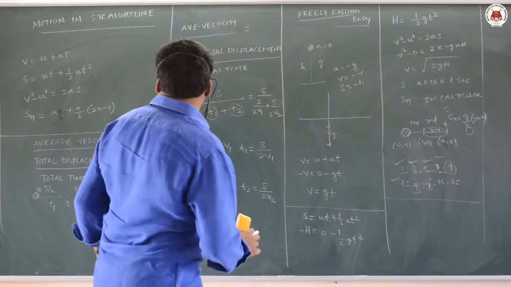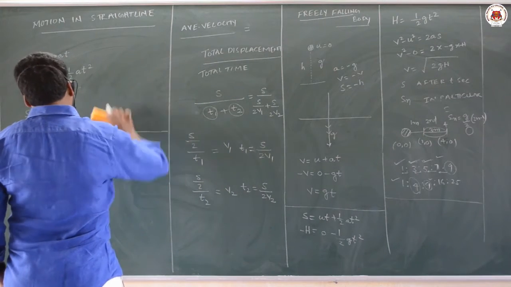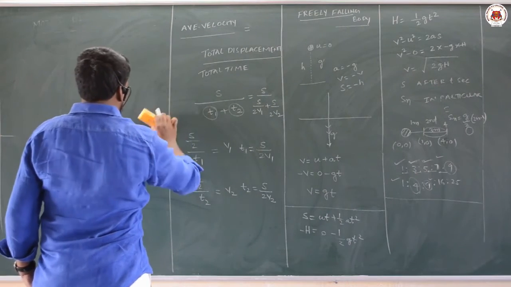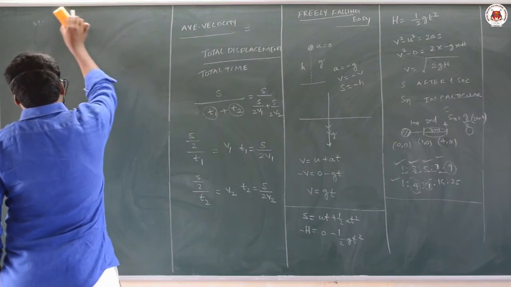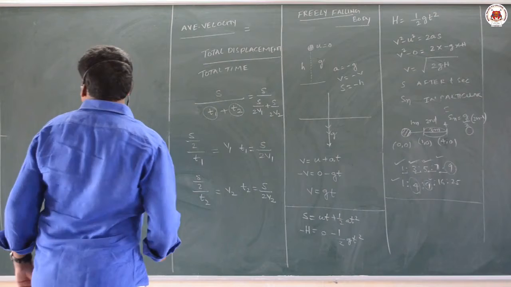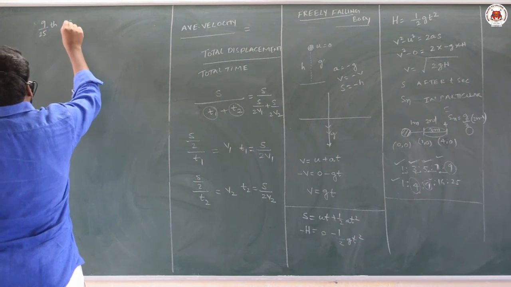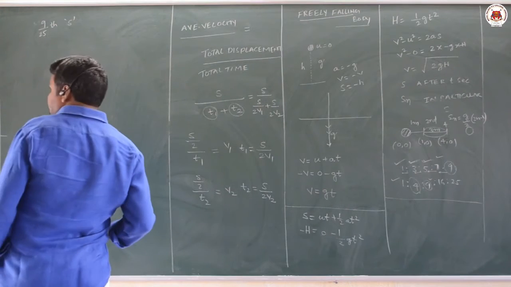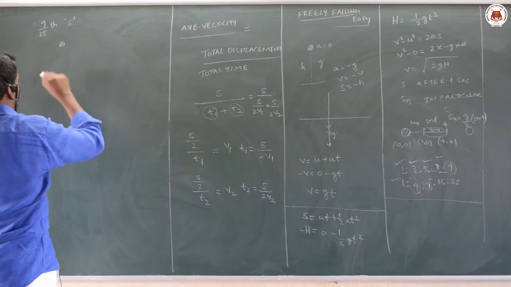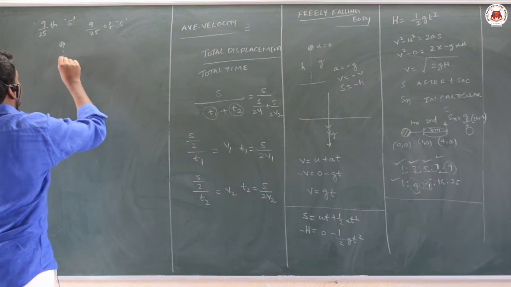If a freely falling body covers 9 by 25th of its total displacement in its last second, then calculate its time of fall. The question is, a freely falling body covers 9 by 25th of its total displacement in the last second, find the time of fall.